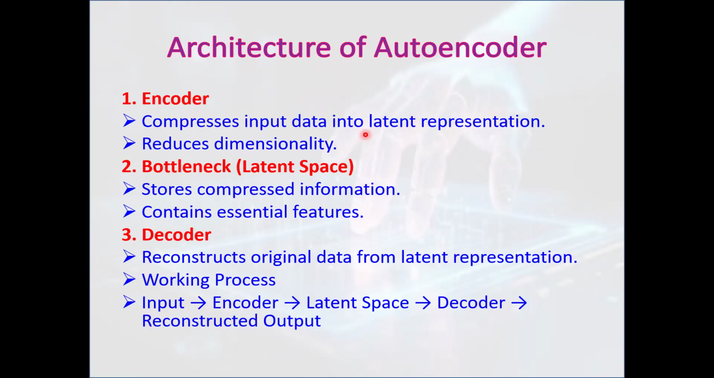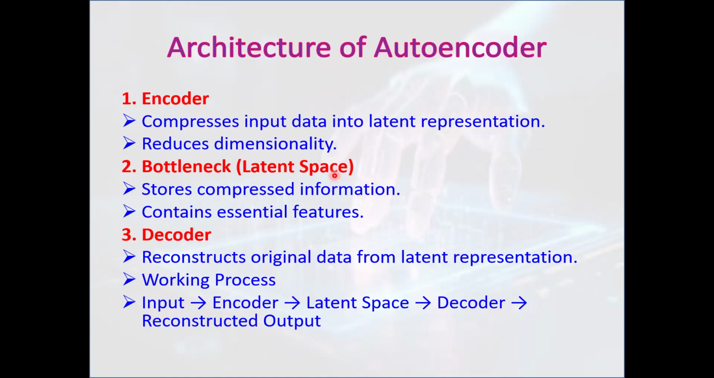Next, it compresses the input data into a latent representation, which means the encoder converts complex input data into a compact latent vector that captures essential features. This representation serves as a summary of the original data. Reducing the dimensionality means that by reducing the number of features, the encoder eliminates redundant information and focuses on the most significant patterns within the data. Next, the bottleneck, which we can call the latent space.